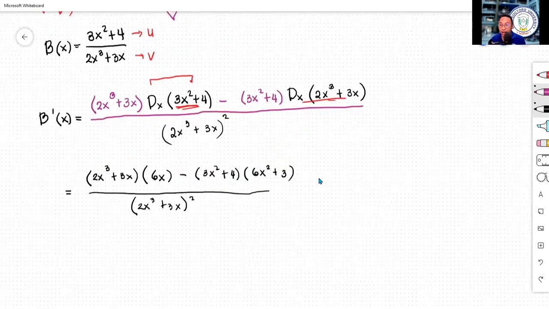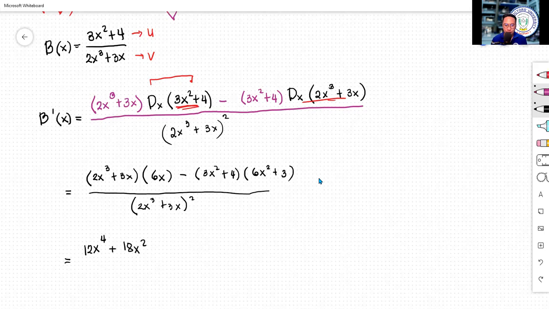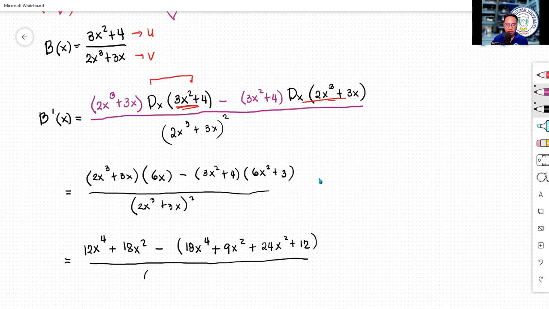And then simplify algebraically the numerator. So distributing 6x to the terms here, we have 12x to the power of 4 plus 18x squared minus. You always place it inside the parentheses before doing the minus. This is 18x to the power of 4 plus 9x squared plus 24x squared plus 12. And then all over 2x cubed plus 3x squared.